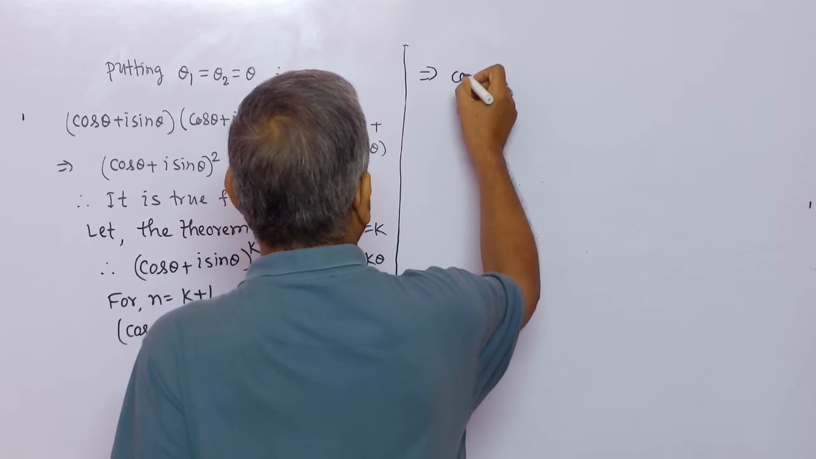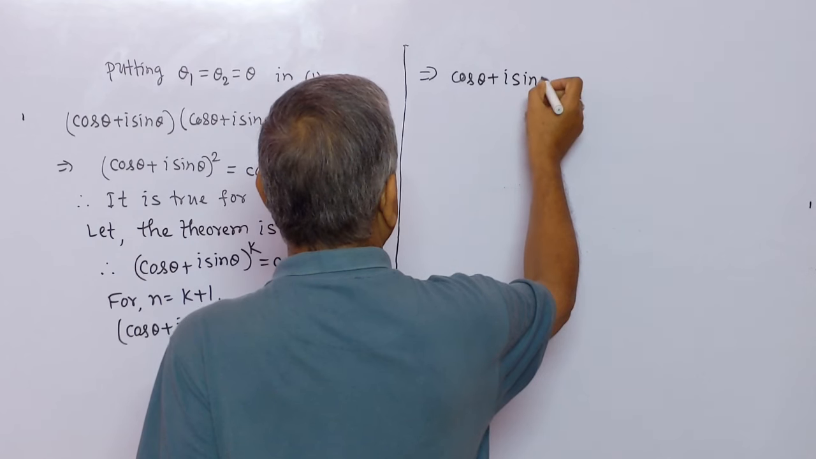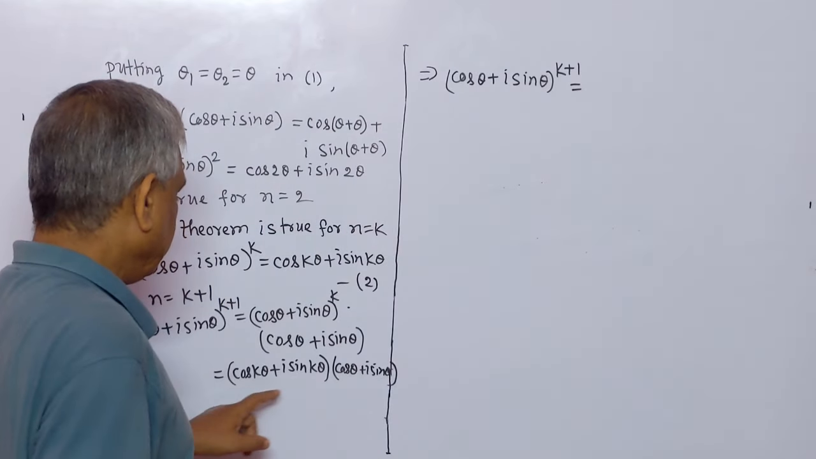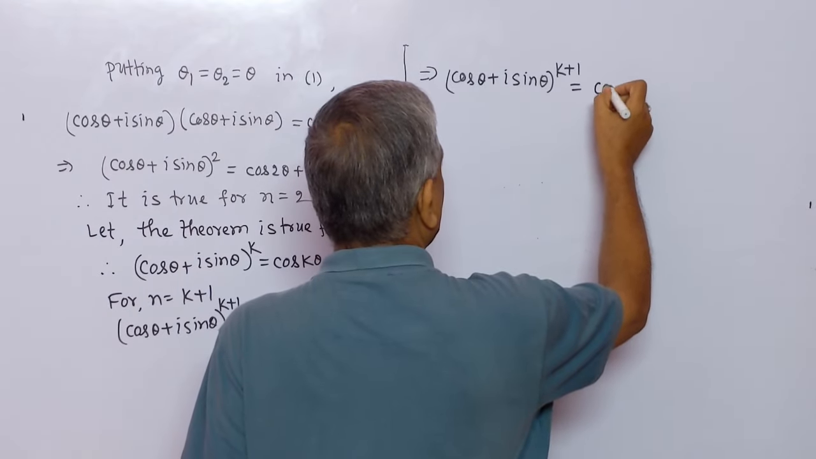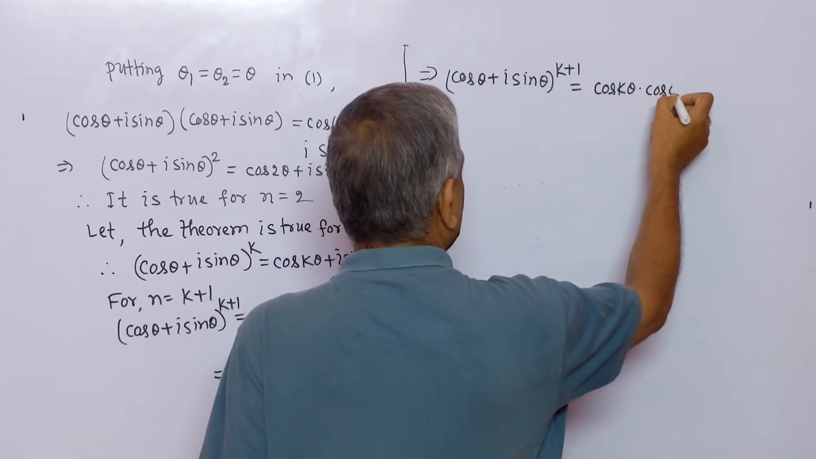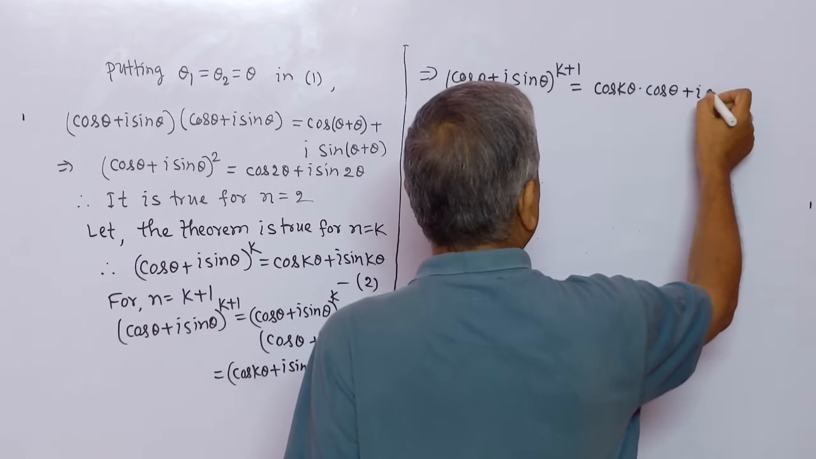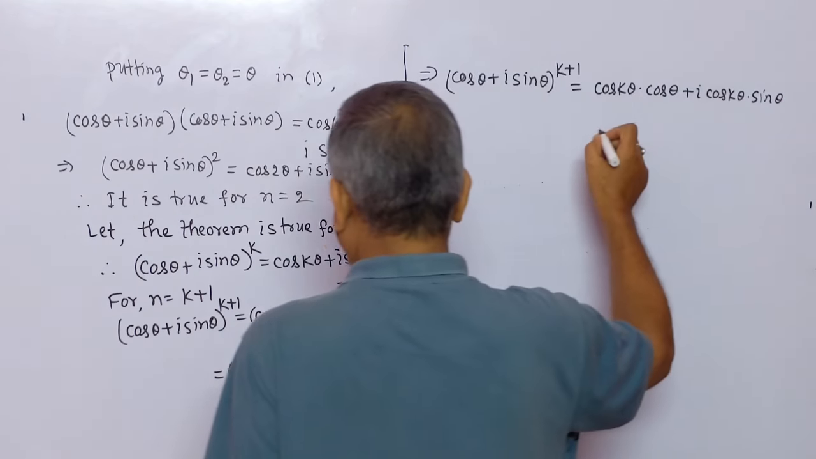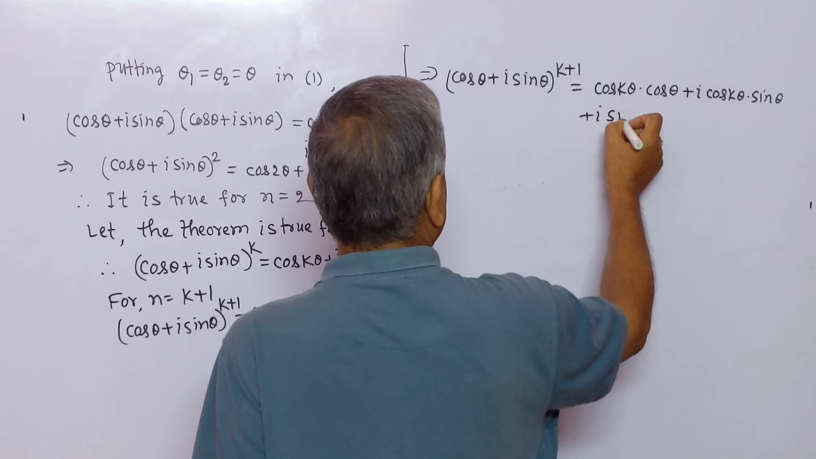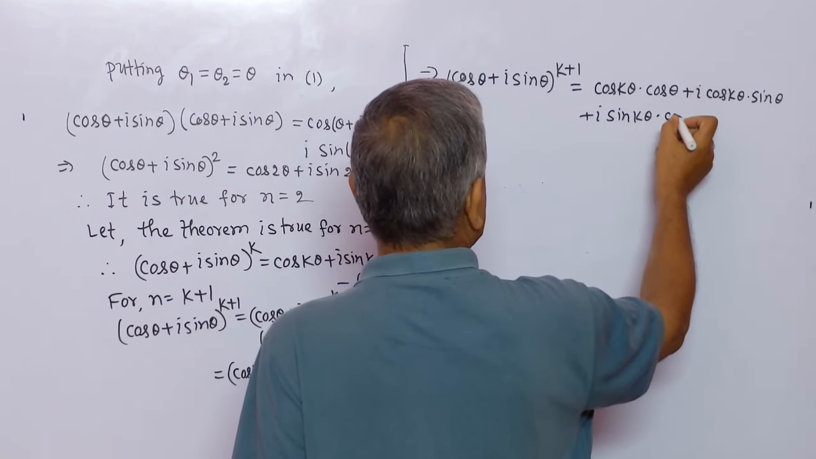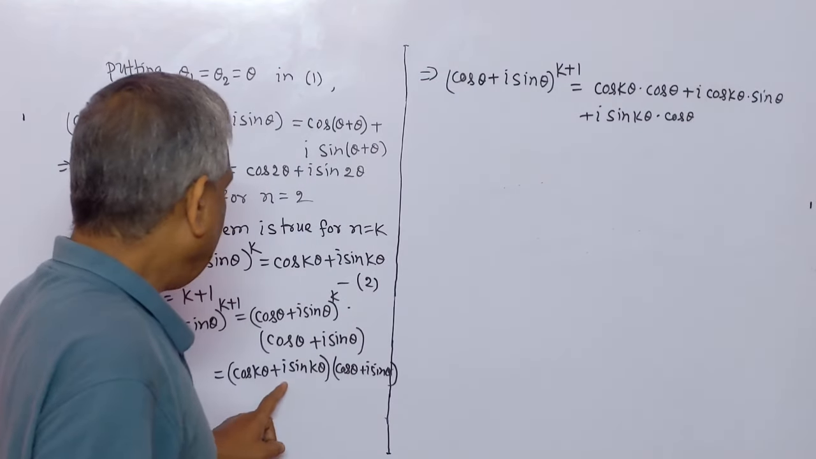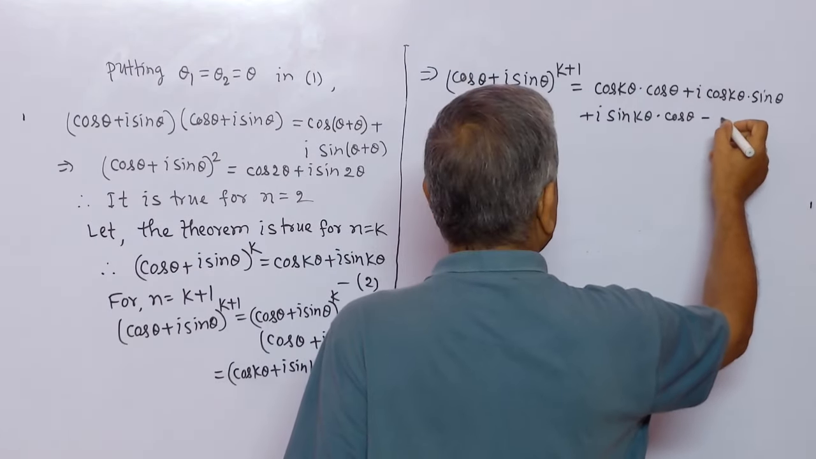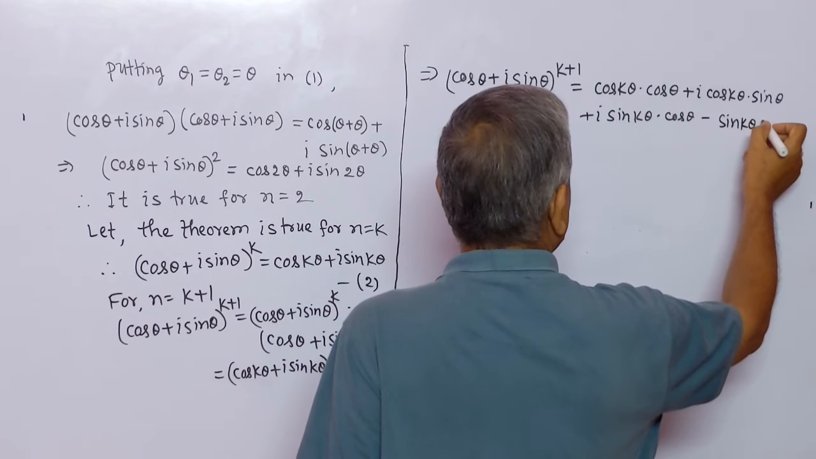This implies (cos theta + i sin theta) to the power k plus 1 equals, if we multiply these two factors, cos k theta times cos theta, plus i cos k theta times sin theta, plus i sin k theta times cos theta. Here i times i, i square, means minus 1, so minus sin k theta sin theta.